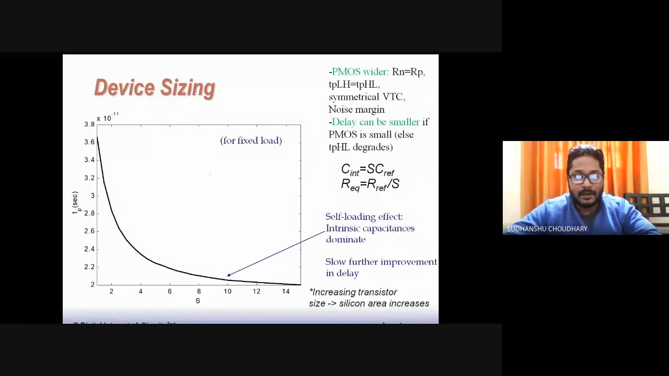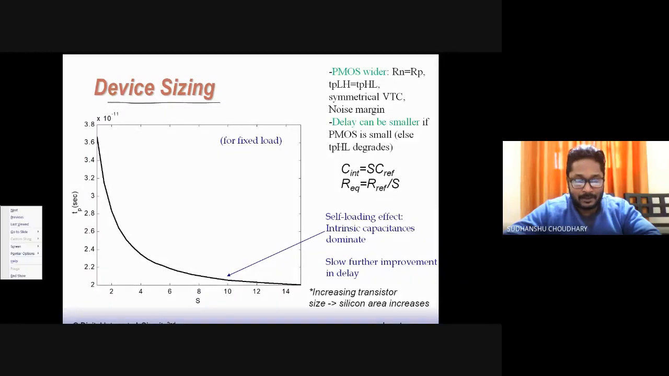Now you will also see this when you are sizing or scaling the device. Let us say we have a scaling factor of S, and we are increasing the size of the MOSFETs by this scaling factor. If S is 2, that means my MOSFET is now twice the size of my reference MOSFET. So if the reference PMOS has the size WP, then with a scaling factor of 2 the total size becomes 2WP, double.